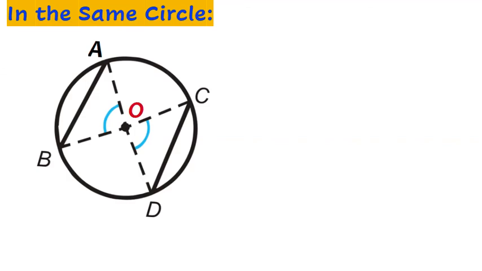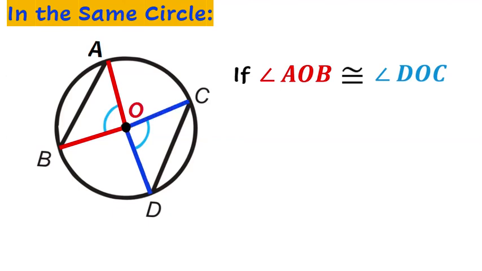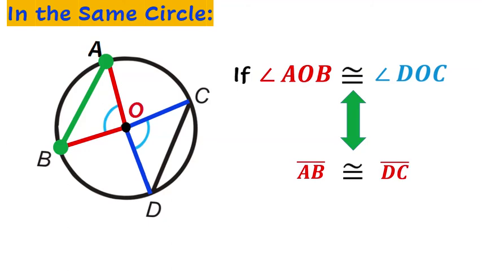First of all, in the same circle, if we have a circle with two congruent central angles, so if the first central angle AOB is congruent to the other central angle DOC, then we can conclude that the chord AB is congruent to the chord DC, and also vice versa. If two chords are congruent, then these central angles are congruent.